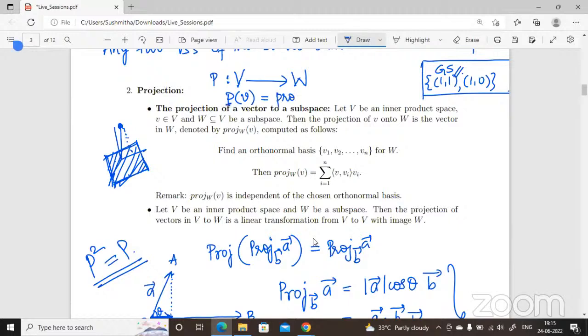But here projection V is V. Go ahead. Here V is just one vector, not the entire vector space. Okay, fine.